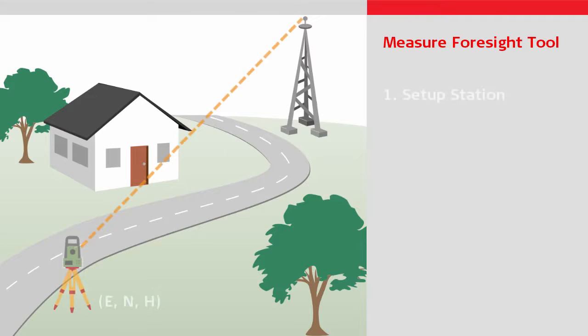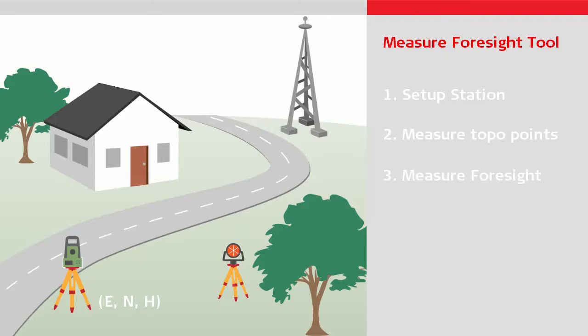Let's assume the total station has already been set up using the set orientation method, and we have accessed the Measure app and have measured some topo points. We now decide we want to measure a foresight point. That is, measure a point over which we later want to set up the total station. Because we want to use it as a setup point and therefore should be measured to a higher accuracy, we want to measure the point multiple times, turning angles from the backside.